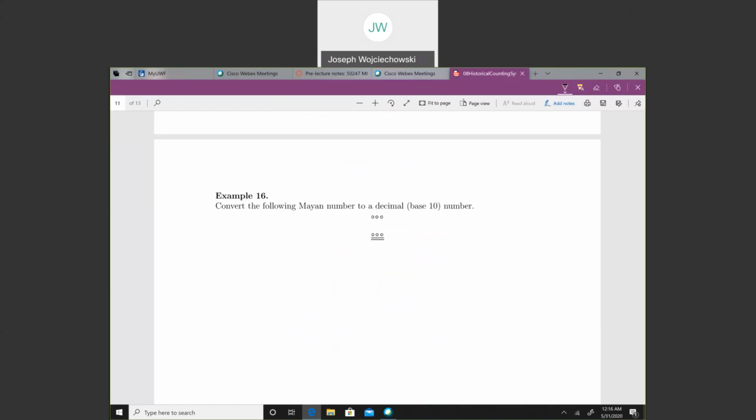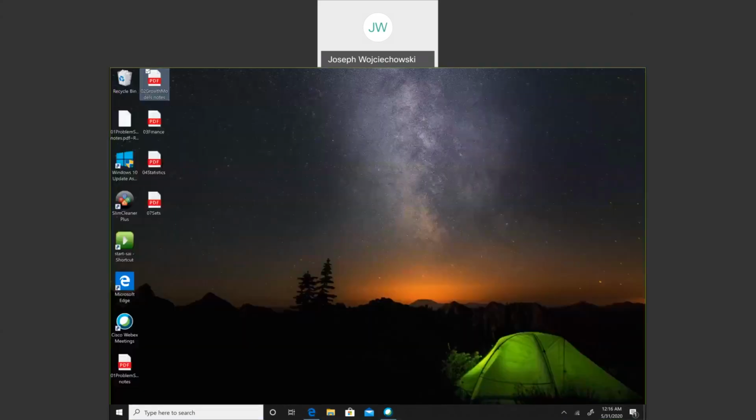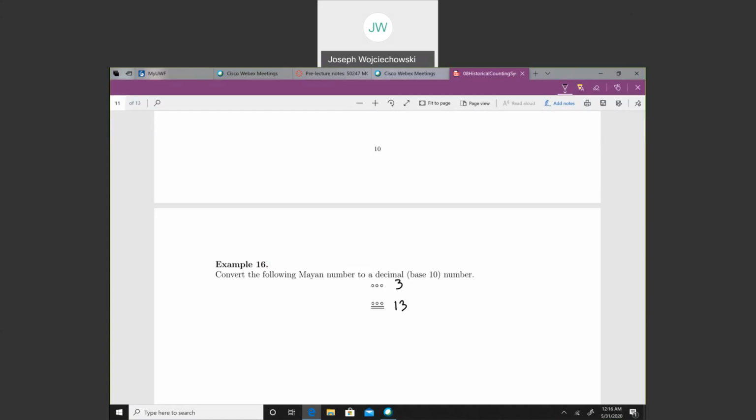So first, let's just look at what this represents. We have 2 lines and 3 dots. So this is 13, and this is 3. Now, this is times 20 to the 0, and this is times 20 to the first. I have 13 times 1, and I have 3 times 20, which is 60. This is 13, 73. That's it. Not difficult.